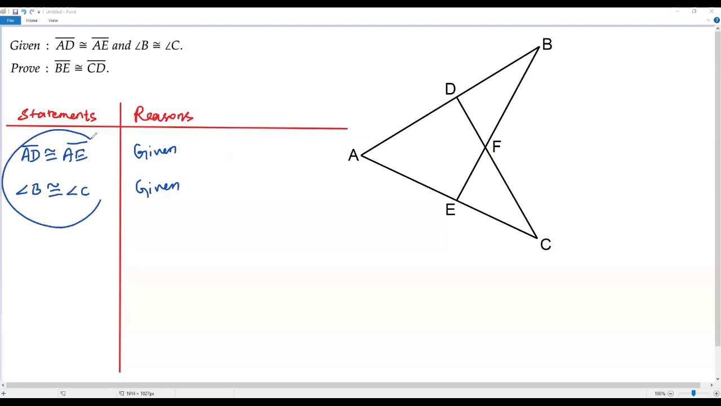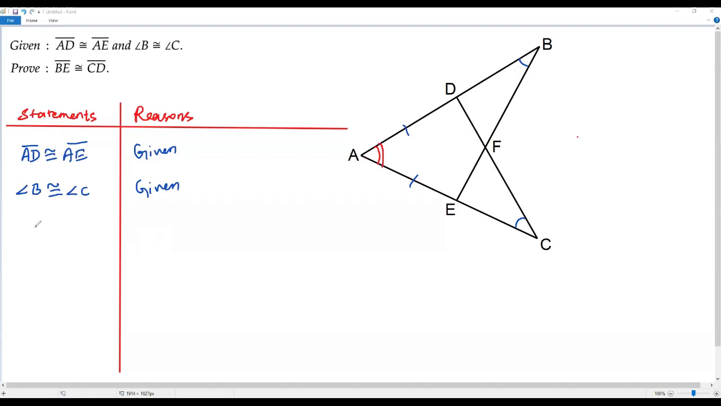Okay, now let me mark these two on the picture over here. So AD is congruent to AE, and angle measure B is congruent to angle measure C. Okay, now let me consider the two triangles over here. So the first triangle is BAE, and let me consider the second triangle, that is CAD. Now in the first triangle BAE, I consider the angle measure A over here. Now in the second triangle CAD also I consider the same angle measure over here. So this is a common angle for both the triangles.